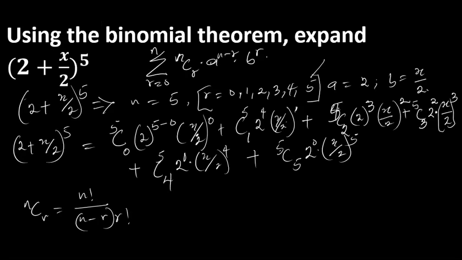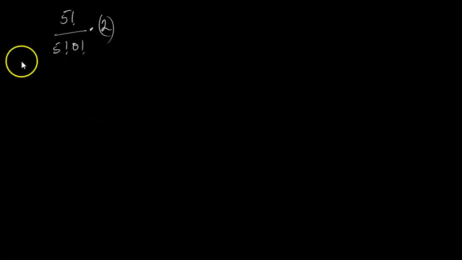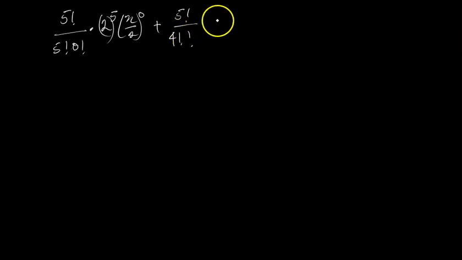So my expansion, the first term was 5 combination 0. 5 combination 0 is 5 factorial over 5 factorial 0 factorial. My 2 was raised to power 5 minus 0, that's power 5, into x over 2 raised to power 0. Now plus, the next should be 5 combination 1, that's 5 factorial over 4 factorial 1 factorial, then my 2 will be raised to power 4, then my x over 2 will be raised to power 1.